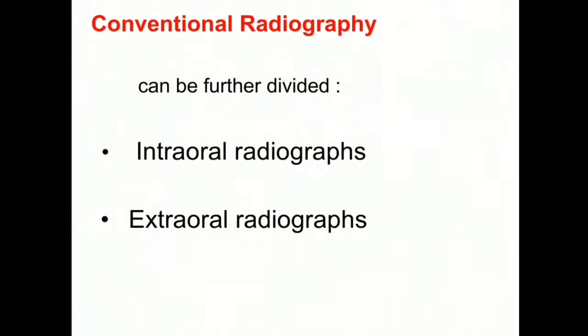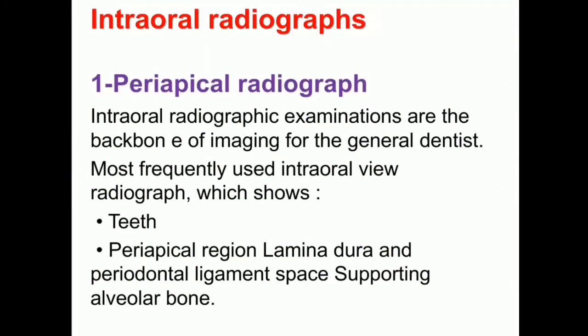First of all, we will discuss conventional radiography, which can be further divided into intraoral radiographs and extraoral radiographs. Intraoral radiographs include periapical radiograph, occlusal radiograph, and bite-wing radiograph.